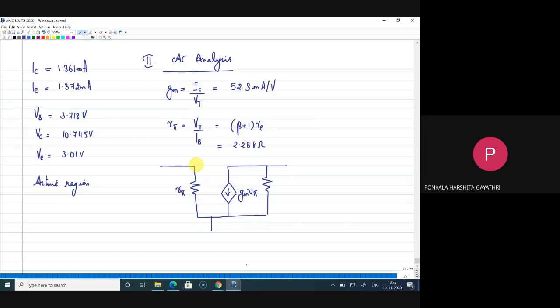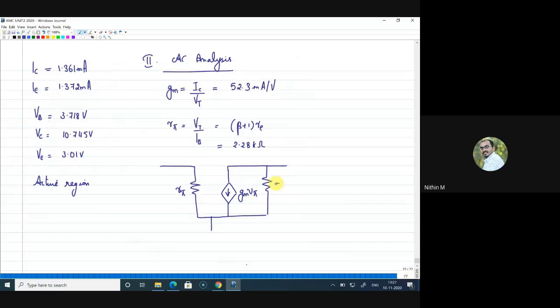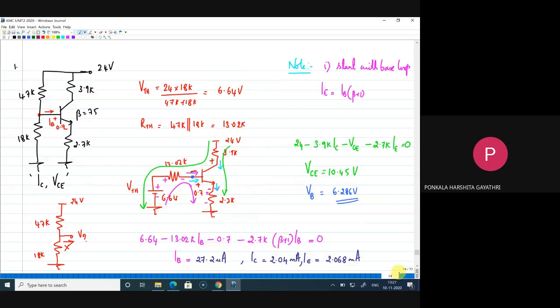So you need to draw or not. R naught is there. I think the value of R naught is 50K. Now, can you tell me what are the other components to be added? Those resistances. Tell me which all resistance I should add.